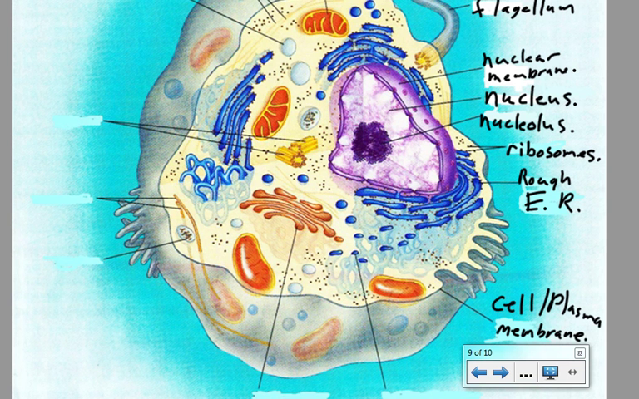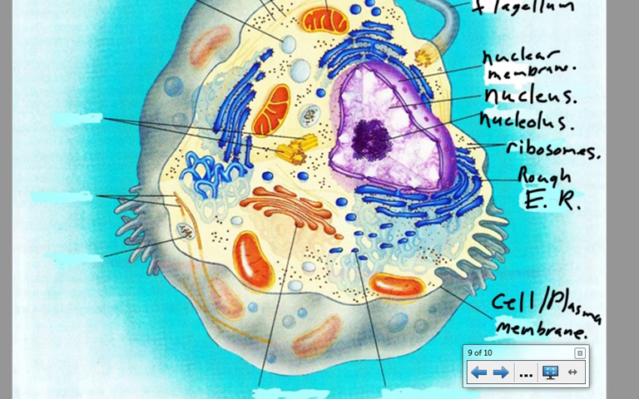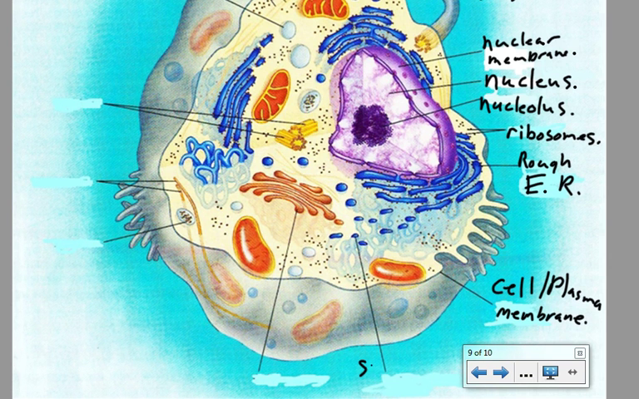This blue stuff here, lighter in color, doesn't have the ribosomes all over it, but looks kind of like this. If this is rough, this is smooth. That's good. You're looking for an opposite there. So this stuff here is the smooth ER.